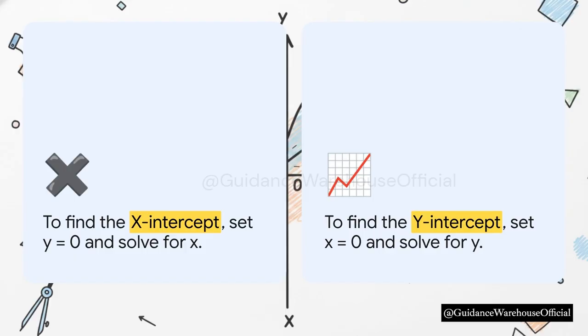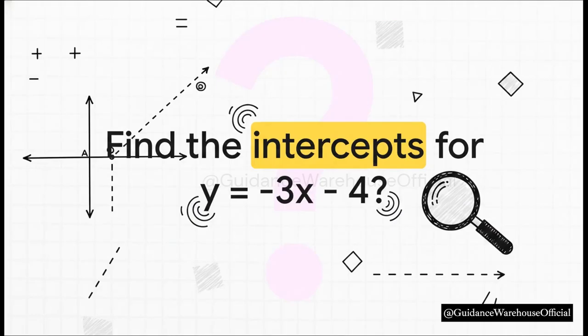Let's make this even easier by looking at special points called intercepts. Intercepts are simply the exact points where your graph crosses the horizontal or vertical axes. And this brilliantly illustrates an inverse mathematical relationship. To find the x-intercept where the line crosses the horizontal axis, you just set y to 0 and solve for x. Conversely, to find the y-intercept where the line crosses the vertical axis, you set x to 0 and solve for y. It's a perfectly symmetrical logic that's going to save you a ton of graphing time. Let's do a quick mental check together to make sure this is really sticking.